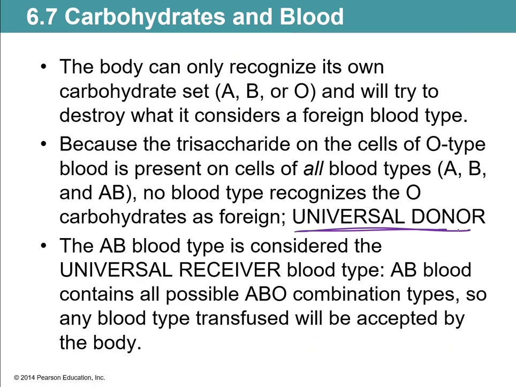So think of type O, it has the basic pattern of three that all blood types have. That's why you can give O to anybody and it won't reject. AB has all the possible patterns. So you can give any blood to AB and they're good. They won't go through any kind of rejection.